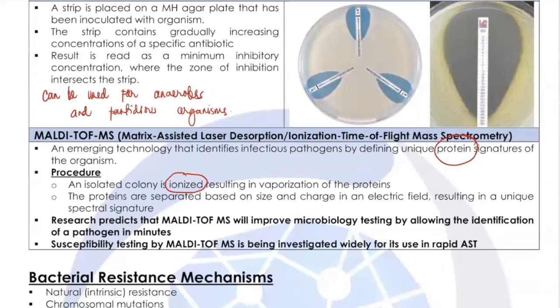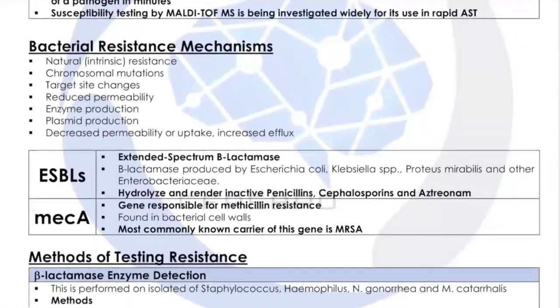Okay? Now, let's go to bacterial resistance mechanisms. So ito guys, yung mga bacterial resistance mechanisms natin. We have organisms that are naturally or intrinsically resistant. So example ng mga organism na naturally resistant to a certain antibiotic, we have Enterococci. They are naturally resistant to cephalosporins. Okay. Then we also have Klebsiella pneumoniae. Okay, that is naturally resistant to ampicillin.